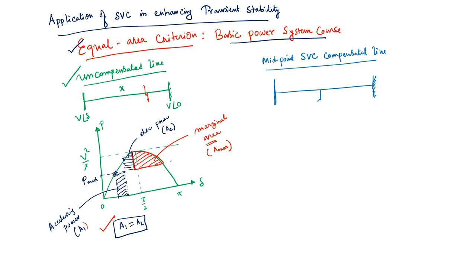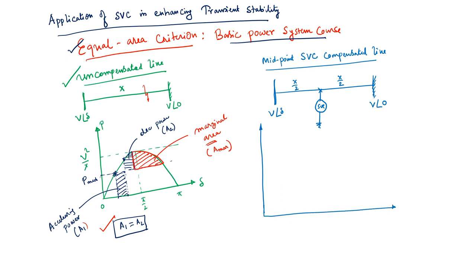is that here we have a compensator, which is an SVC, connected at the midpoint, which divides the line into two parts. One is this part, x by 2, and another is this part, and the voltage is as it is. This is V angle delta and this is V angle 0. Okay. Now, we will again plot this P-delta characteristic for this line, to find out the equal area criteria similar to the uncompensated line.